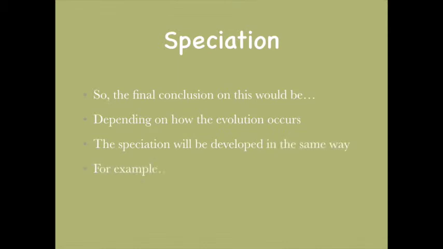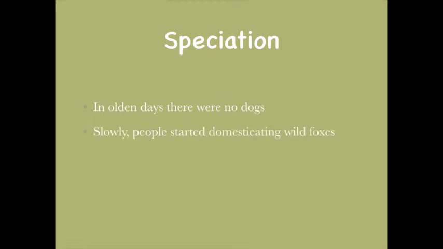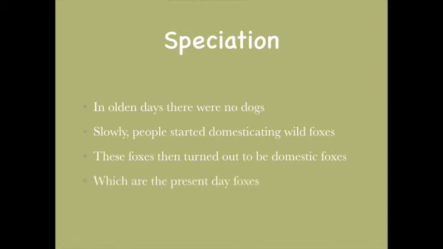For example, a dog which has evolved from a fox. In the olden days, not the recent ones, far olden days, there wasn't any dog present. There were only foxes. Some were very wild, some were not so wild. So people slowly started domesticating those not-so-wild foxes, and these turned out to be domestic foxes, which are the present day dogs.